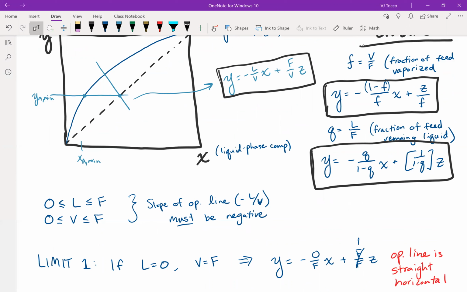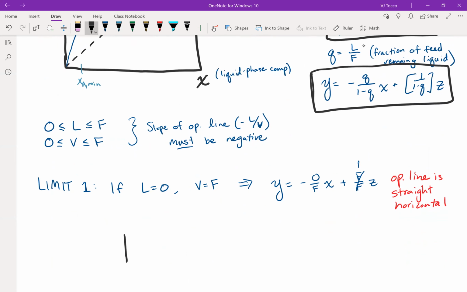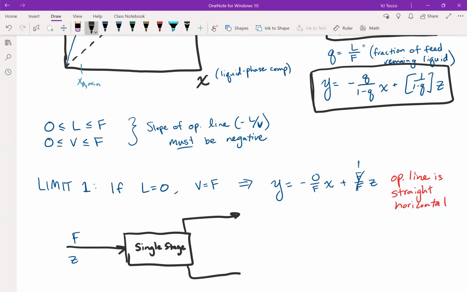Now you may be asking, if I vaporize 100% of the feed, am I actually performing a separation? Let's look and see what the process flow diagram would look like. So this is single stage, and I've got F, Z. We don't have to assign numbers to this yet. But I've got V equal to F and L equal to 0.